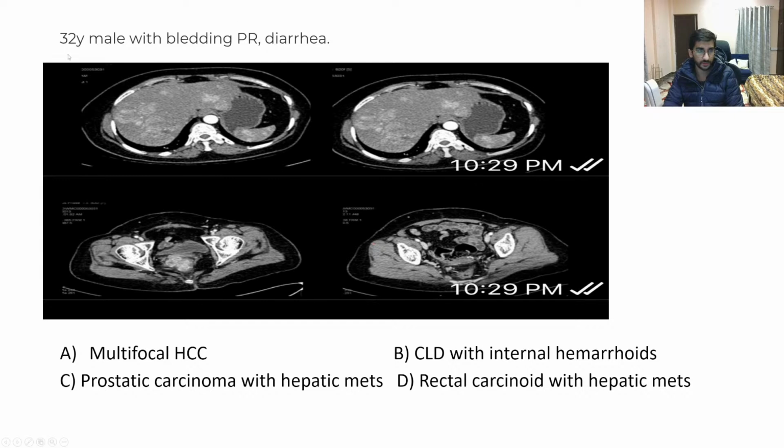So moving on to the next question: a 32-year-old male with bleeding PR and diarrhea. The history is very important. For bleeding PR, you should go and have a look at the rectal region. The diarrhea is due to this, because this was a carcinoid, an intensely enhancing tumor with multiple enhancing deposits in the liver.